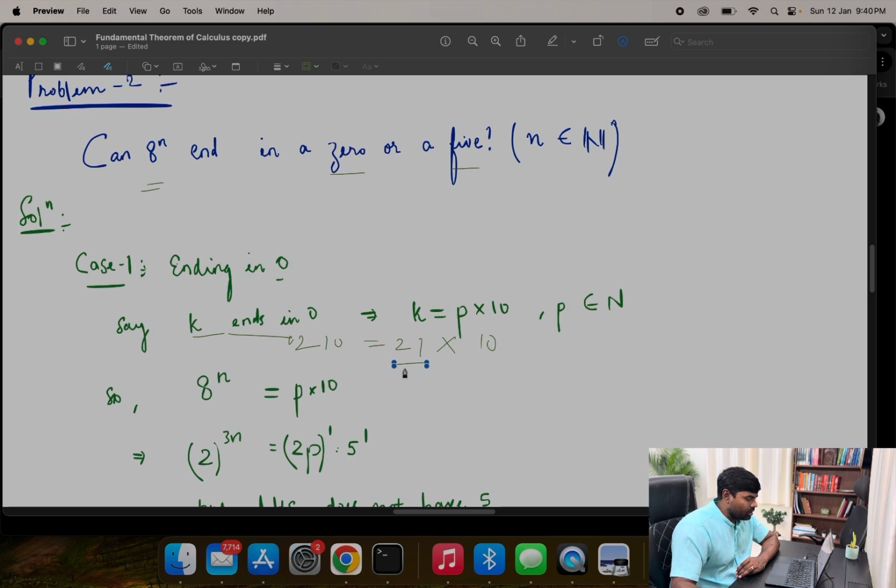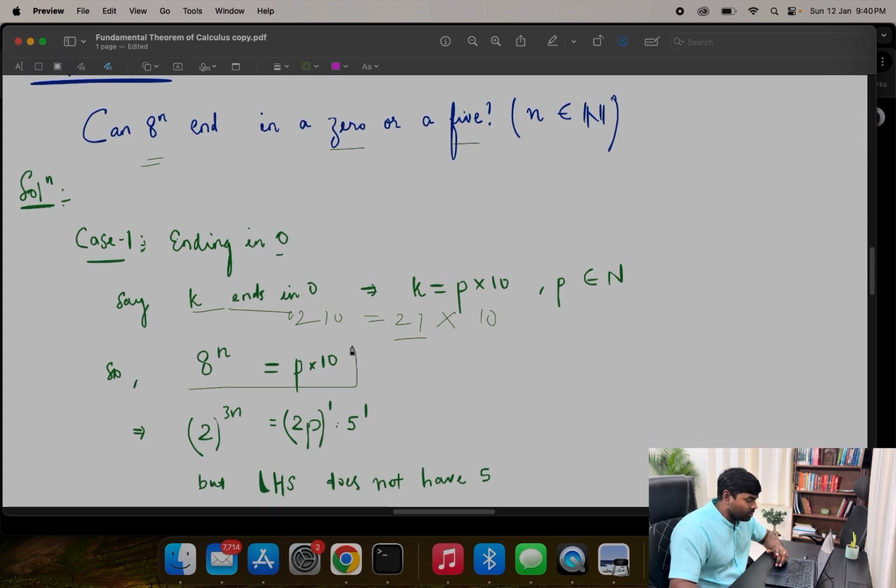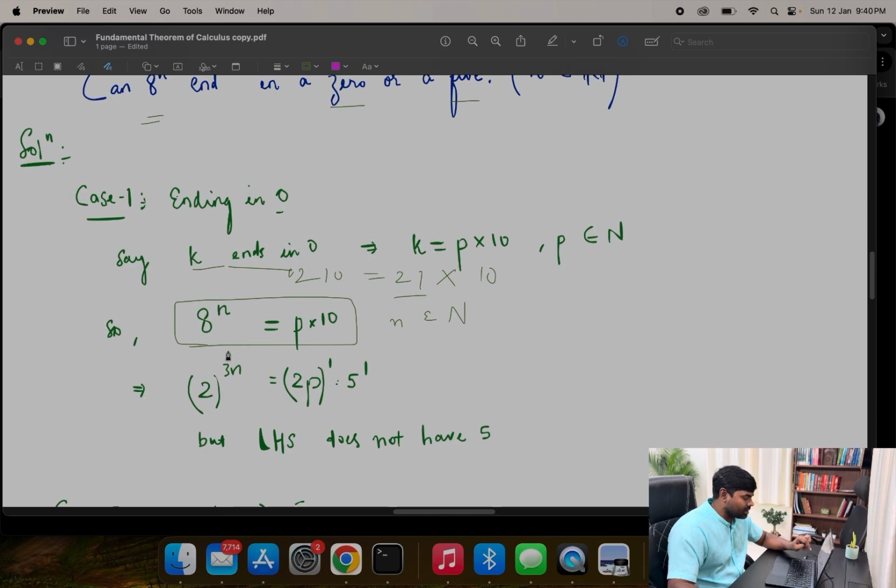So if this is indeed a power of 8, we should have that 8 power n is equal to p times 10, and that n is some natural number for which this happens. But we'll see that that cannot actually happen. All right, why? Because 8 is basically 2 cube. And if you raise 2 cube to the power of n, that's like saying you're raising 2 to the power 3n, right?